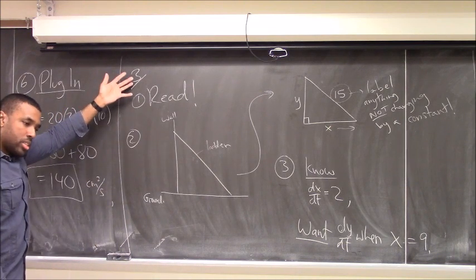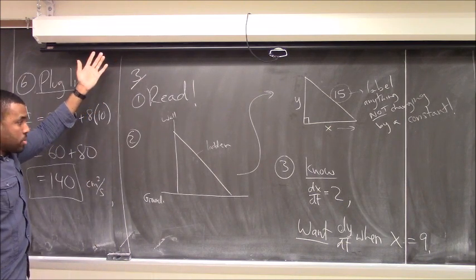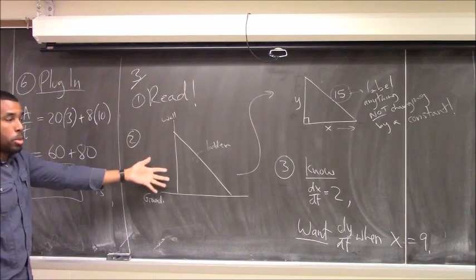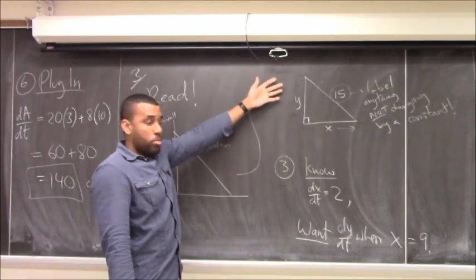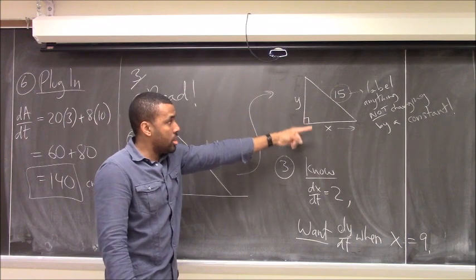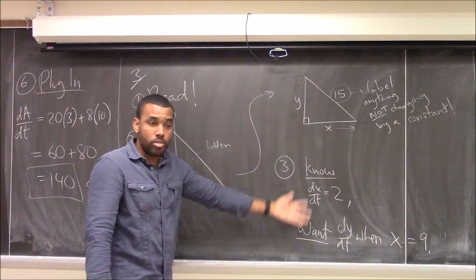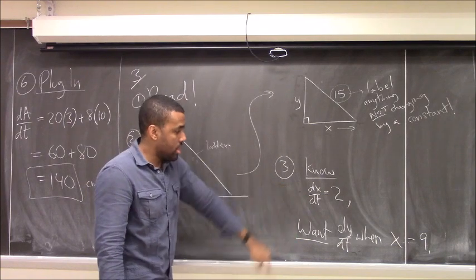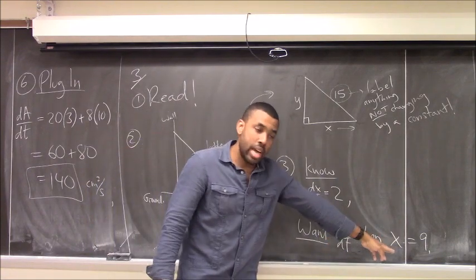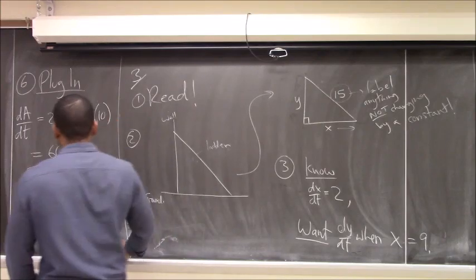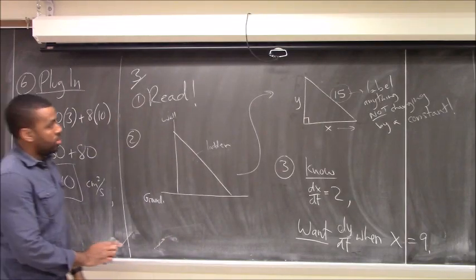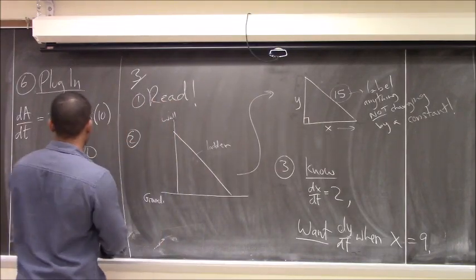So I read the problem to understand the situation. It's a related rates problem. By reading the problem, I can also come up with this picture. After coming up with this picture and labeling it with variables, I can describe what I know and what I want to find in terms of these variables. So I know this rate, and I want to find this rate at that point. Which leads us to step 4.